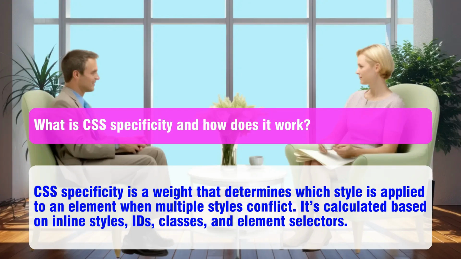What is CSS specificity and how does it work? CSS specificity is a weight that determines which style is applied to an element when multiple styles conflict. It's calculated based on inline styles, IDs, classes, and element selectors.